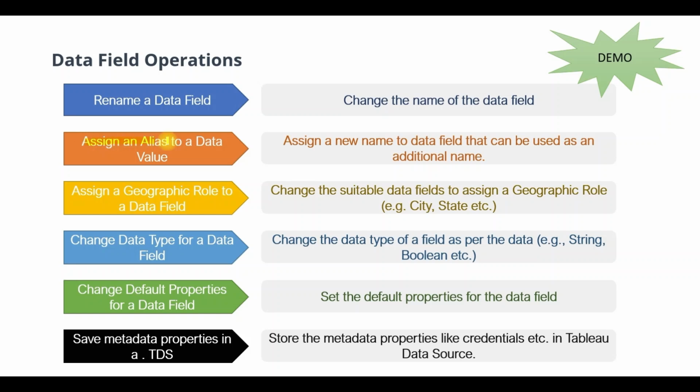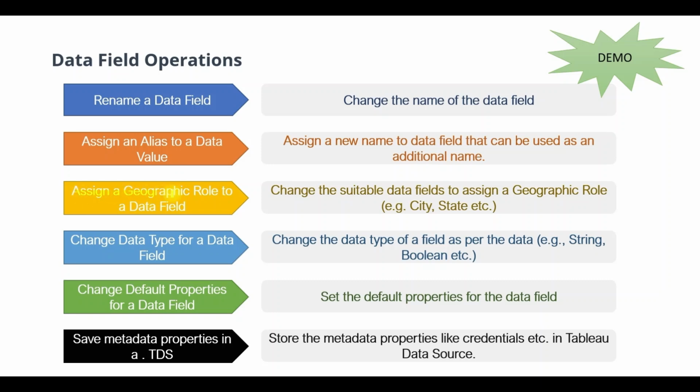Then comes assign an alias to the data value. When we say alias name, it is basically kind of a renaming, but it's an alternative name for the data value so that we, as users, can remember the data values easily. So we give the alias name to a data value, that is, assign a new name that can be used as an additional name.